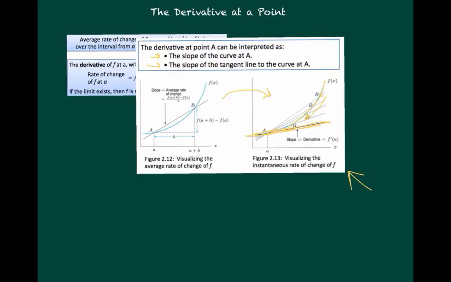There's one more thing I want to cover in this video. I would like to show you how we calculate the derivative algebraically. So let's move on and take a look at that.